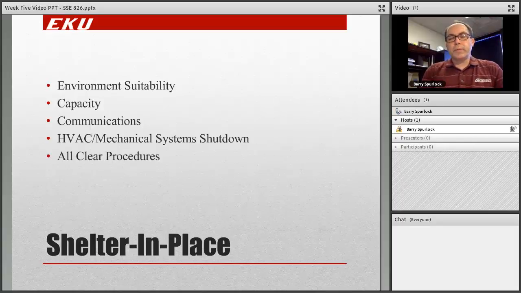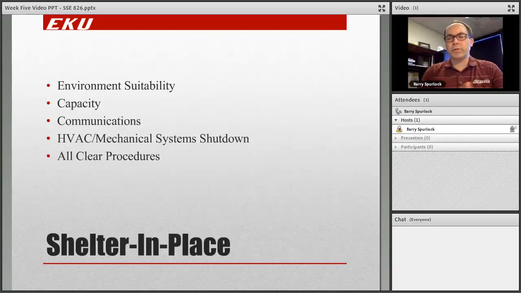Many times we make the assumption that a bathroom or a locker room will be a shelter-in-place location. It's not until we actually shelter in place that we see that it's much too small. So we need to make sure it has the capacity to hold the individuals that will be in there.